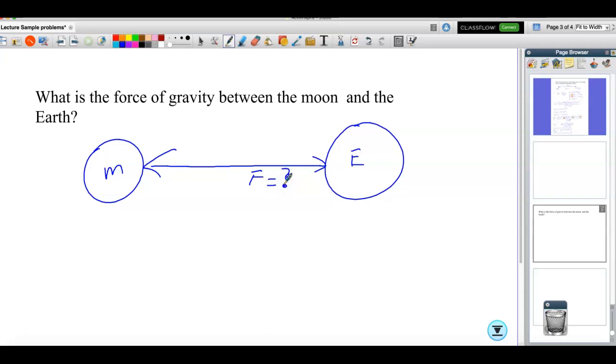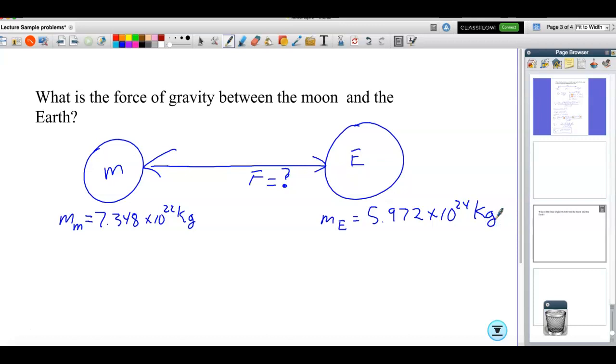So we need some data. We need some information about it, so we can look that information up. And let's see, we find out that the mass of the moon is 7.348 times 10 to the 22nd kilograms. And then we also can look up the mass of the earth. The mass of the earth is 5.972 times 10 to the 24th kilograms.